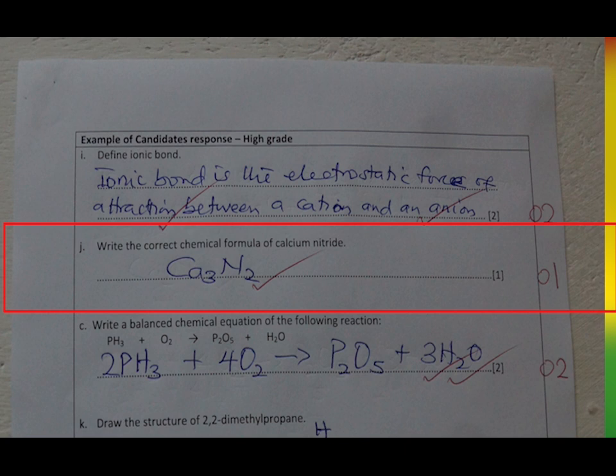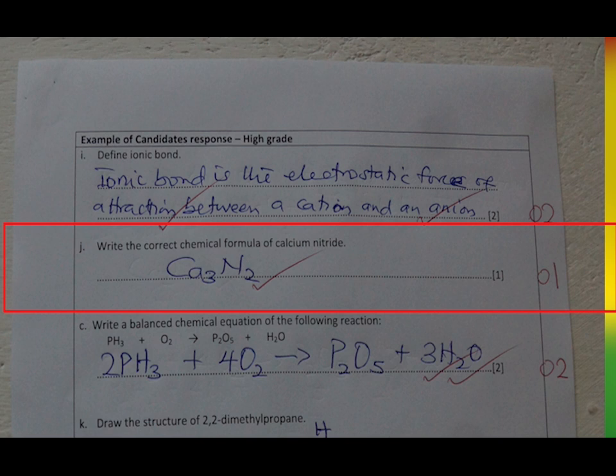B. The candidate was able to recall the valencies of calcium and nitrogen correctly. Calcium, she recalled that the valency is 2, and nitrogen is in group 5. Therefore, if you subtract 5 from 8, you will get 3.